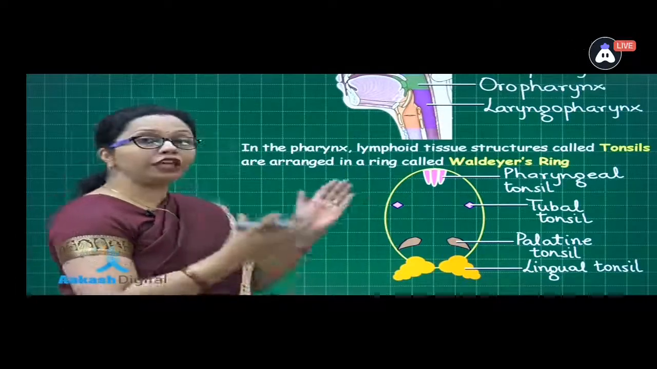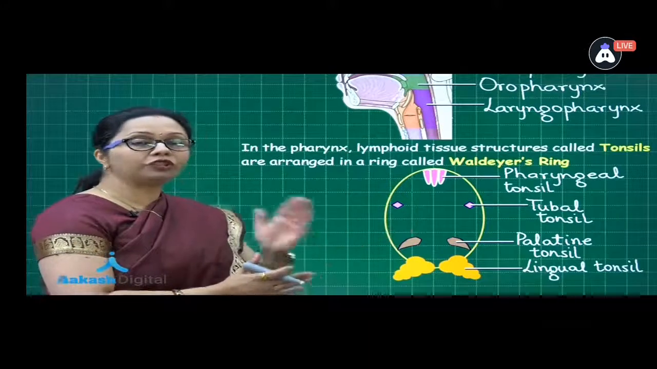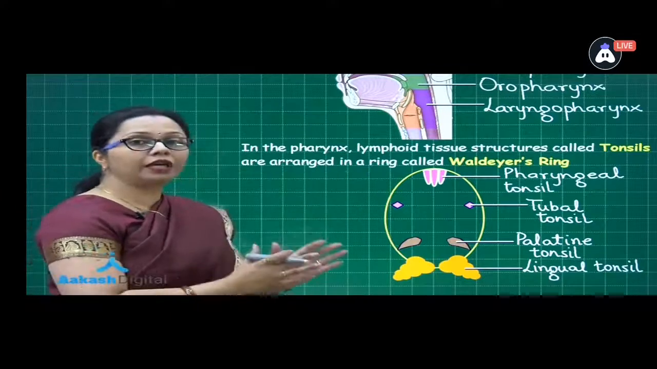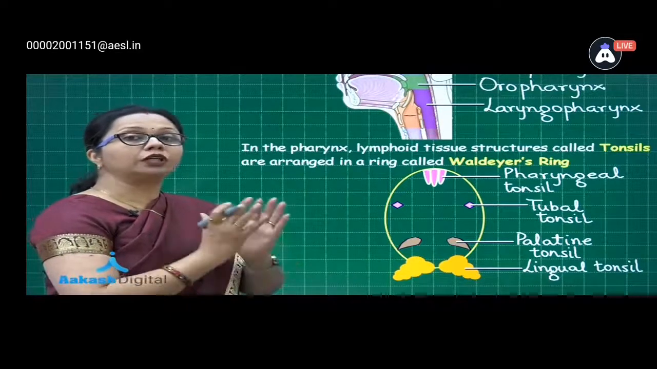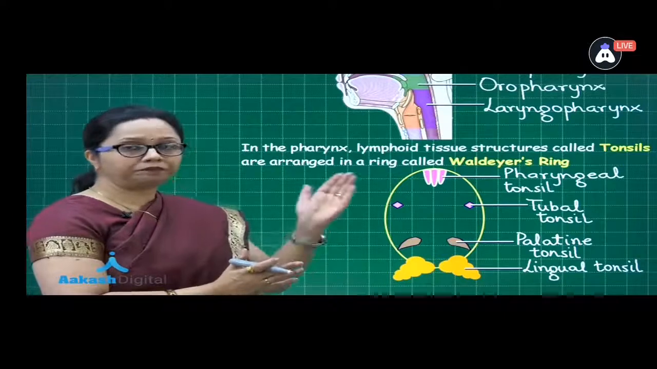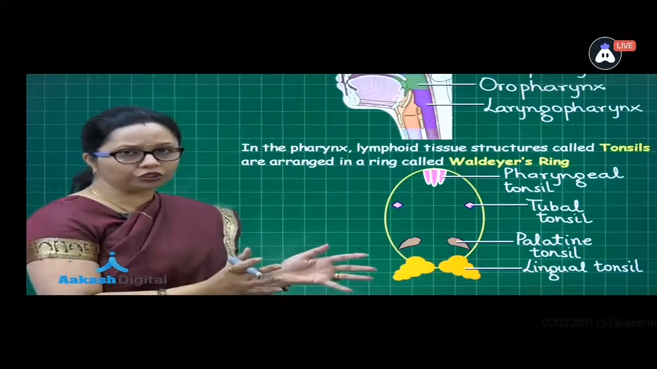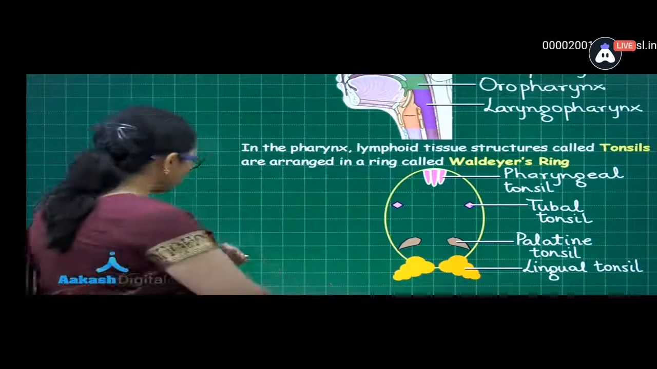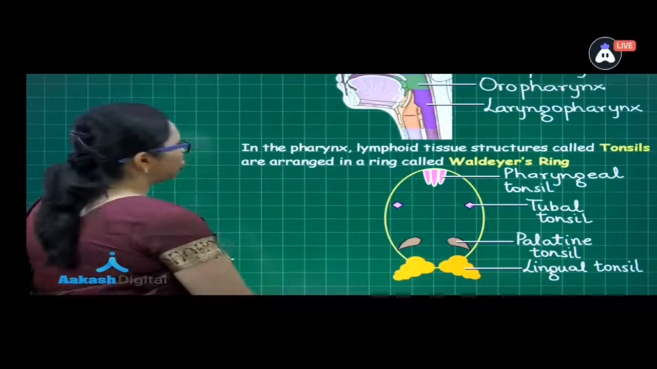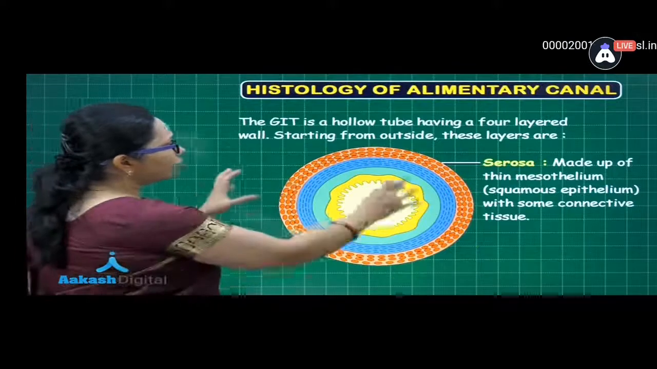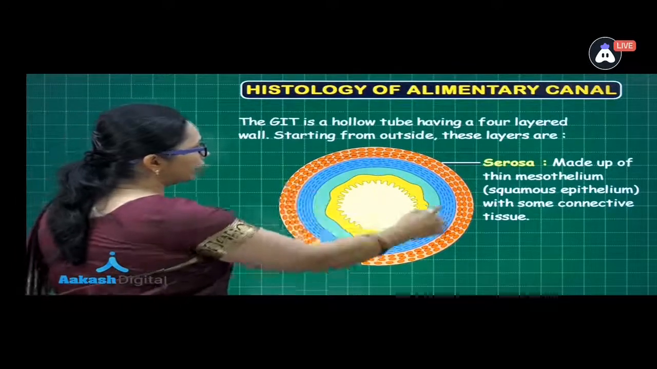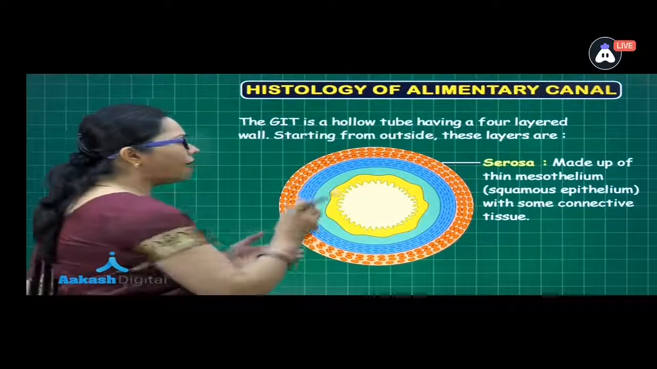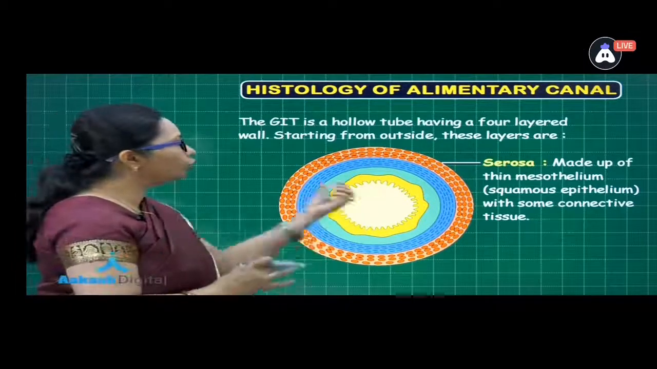So before we take each part of the GIT, that is esophagus, stomach, small intestine, large intestine separately, we'll rather take the histology, because histology of the entire GIT is almost the same. At few places there would be differences that we will discuss separately. So let us begin with the histology. If we see the GIT, what do we find? That it is a hollow tube, and the cavity through which the food would be passing, the cavity of any hollow organ, is called lumen.